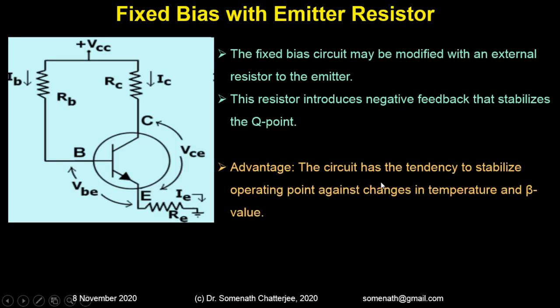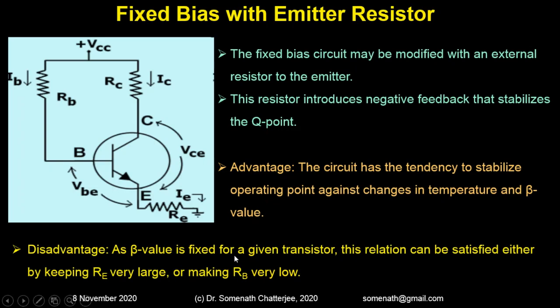So this is the advantage, that it has a tendency to stabilize the operating point against changes in temperature and beta value. So we can use the resistor, but it is not a good solution, because you can see here the beta value is fixed for a given transistor. This relation can be satisfied by keeping RE very large, or making RB very low. Because it is a kind of ratio between RB and RE, if the RE is very large, then only you can get the advantage, or otherwise the RB should be small. So these are some conditions we have to apply if we use the fixed bias with emitter resistor.